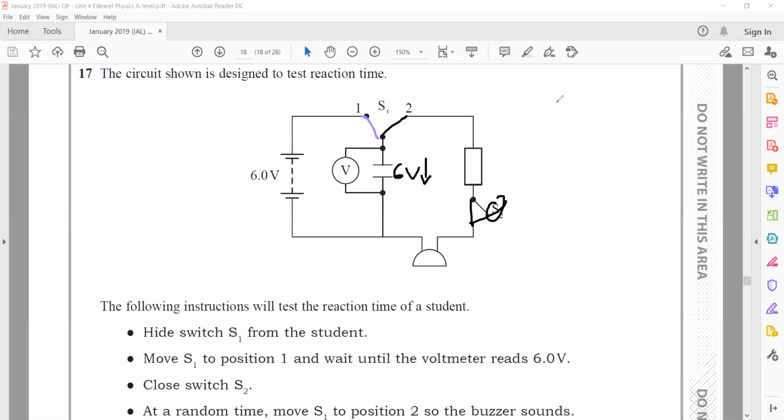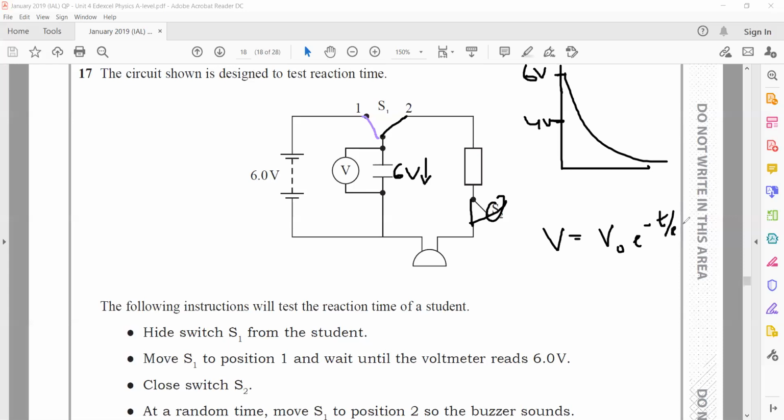We use this discharge time, because the capacitor discharges exponentially. For example, the original voltage is 6 volts, and when the student opens the switch, maybe the voltage is 4 volts. Using the formula V = V0 e^(-t/RC), where R is the resistance, C is the capacitance, V0 is the maximum voltage, and V is the voltage when the student stops the capacitor from discharging, we can identify how much time it took. That is the reaction time, the time taken by the student to open the switch. So this is the theory of this circuit.